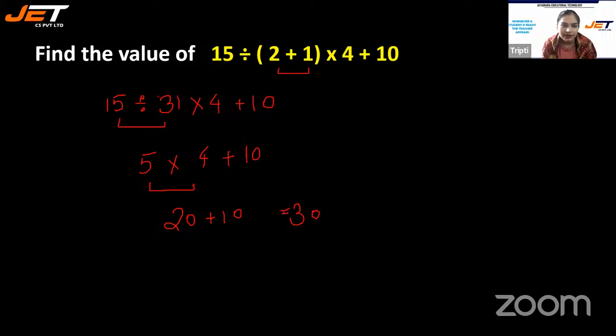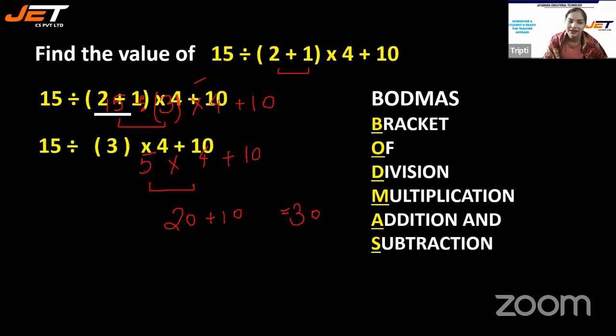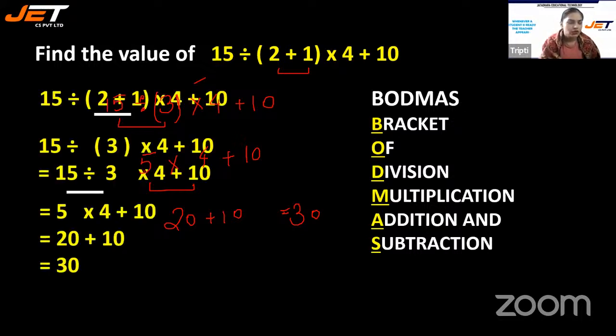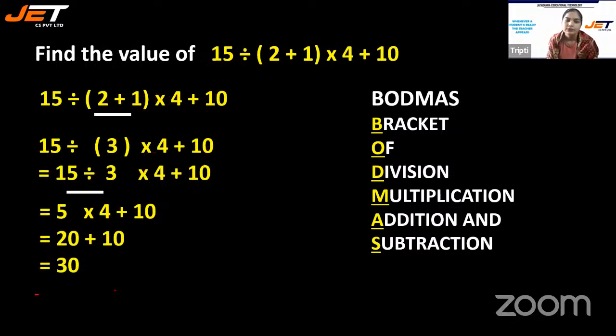Because 2 plus 1 is 3, right? 15 divided by 3 is 5, because 3 times 5 is 15. Times 4 plus 10. So first I'm going to do times, then plus 10. 5 times 4 is 20, plus 10 is 30. So here we have got the answer as 30.